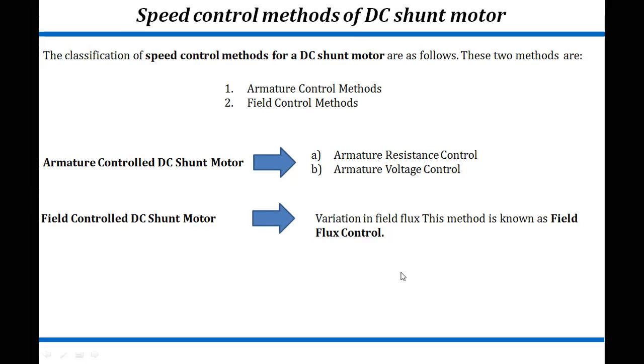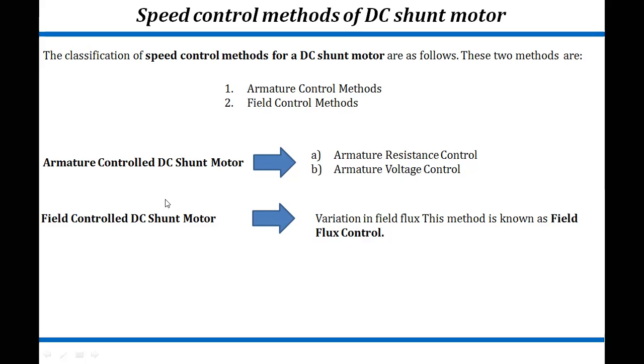Here you can see, depending on how speed is controlled, on field parameters or on the armature parameter, there are two different control methods for the DC shunt motor. If we are controlling the parameters of the armature, we can call it armature control DC shunt motor. And we know if we are supposed to control the speed, we can control armature resistance or armature voltage. So these are the two types in the armature control DC shunt motor.